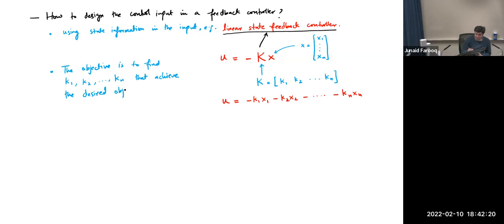Whether it is tracking a reference, disturbance rejection, or meeting performance specifications, the question is how do you decide what the K values are, given the system behavior or objectives. That sounds like a good strategy, but unfortunately there is a small caveat here, and that caveat is that this controller is not implementable.